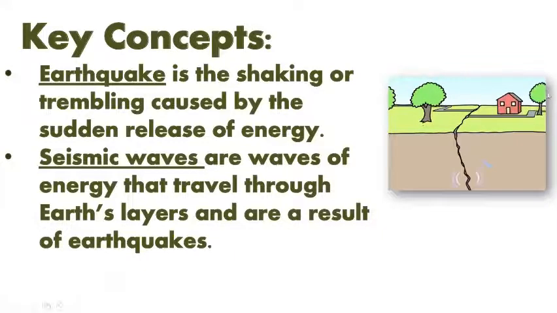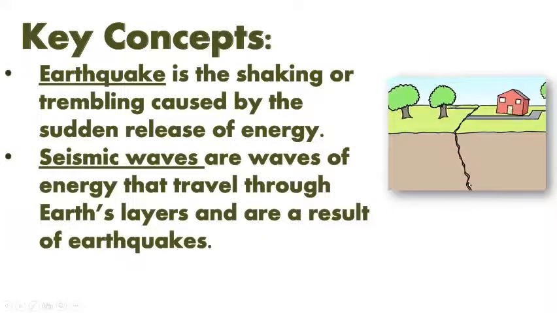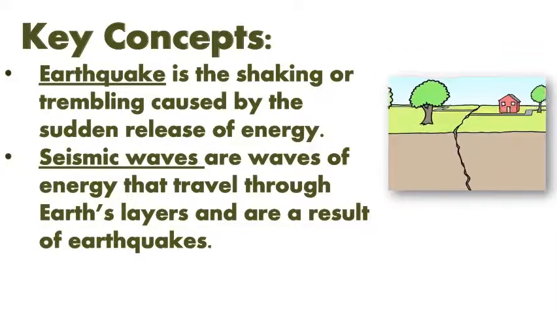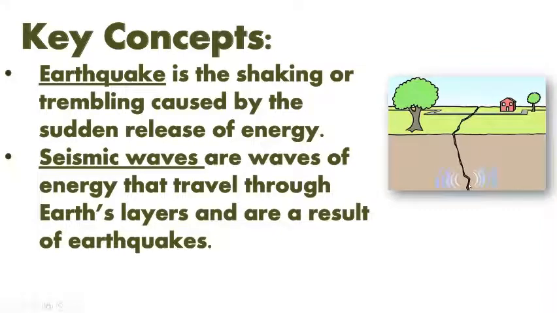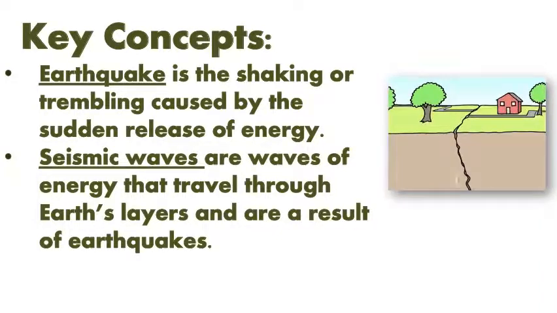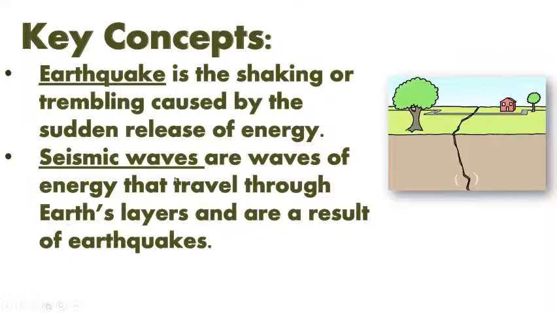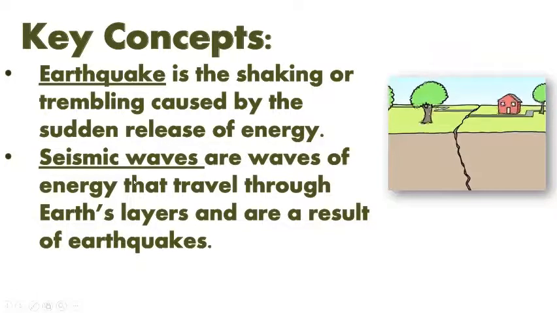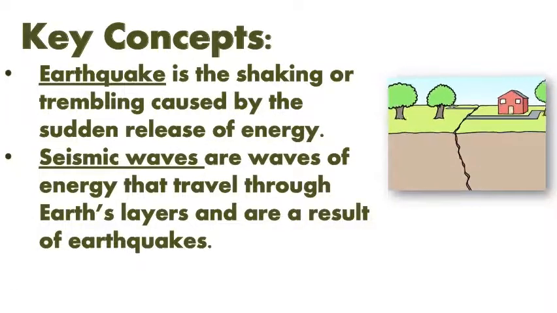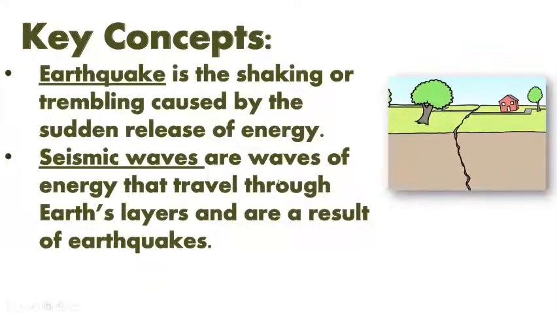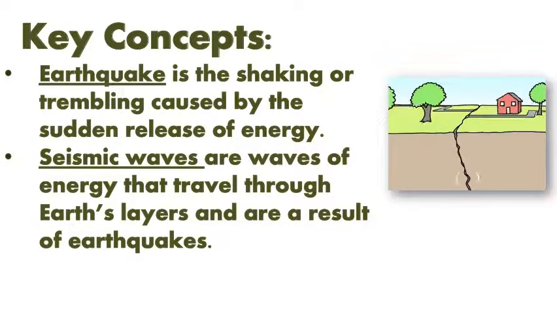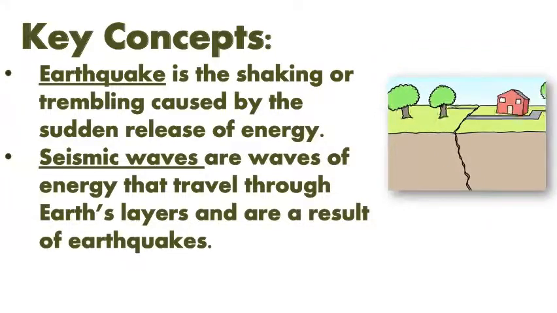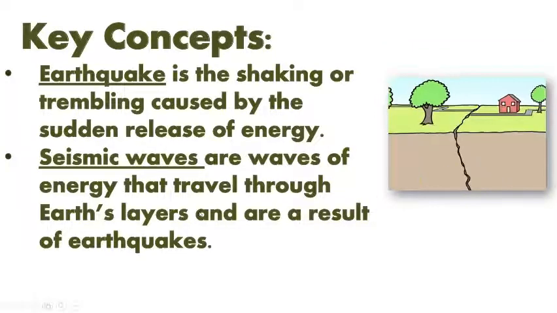So as you may see on the illustration, when there is a sudden movement or slip on the fault lines, there will be a resulting shaking or trembling. And we can feel this shaking or trembling on the Earth's surface. It's because of the seismic waves. Seismic waves are waves of energy that travel through Earth's layers and are results of the earthquakes. So again, on the faults, when there is a sudden movement, there is a possibility that an earthquake will occur. We can feel this shaking or trembling due to the seismic waves.